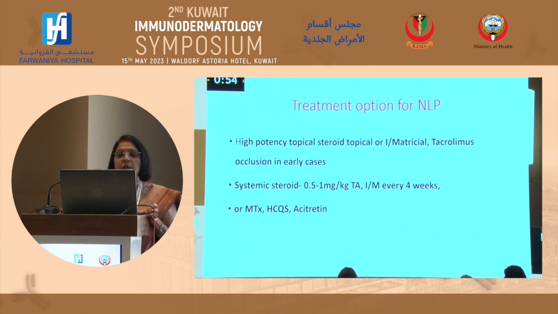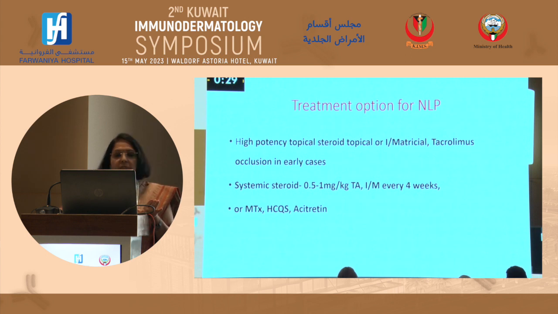Or intramatricial, if there are few. But what works best is the systemic steroid, 0.5 to 1 milligram per kg of triamcinolone acetonide intramuscularly every week. Other options include methotrexate, hydroxychloroquine, and acitretin, but triamcinolone acetonide intramuscular injections remain the best in my experience.